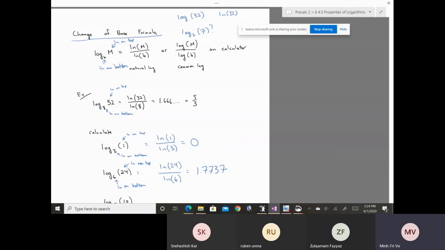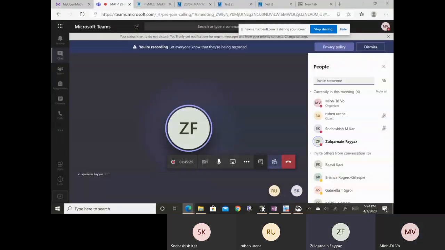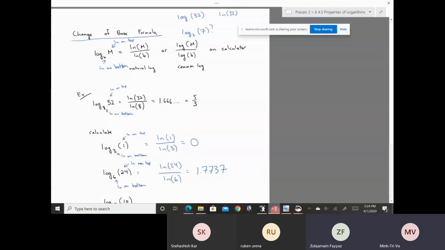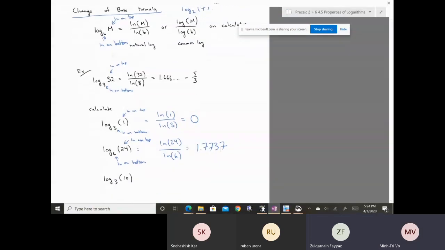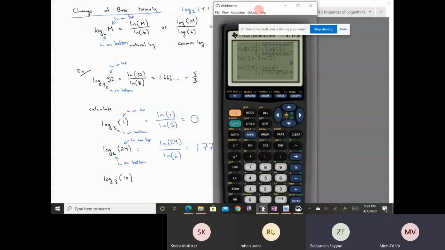So are there any questions? No. Because you were doing natural log. I mean, it could be log, right? It could be a common log. Yeah, it doesn't matter which of them you use.